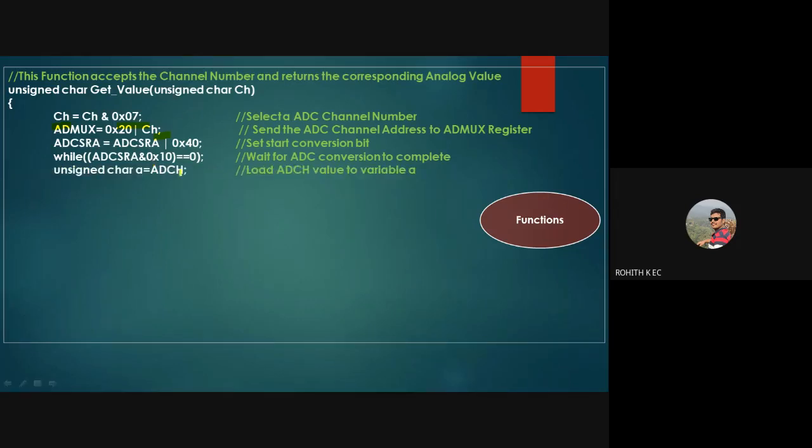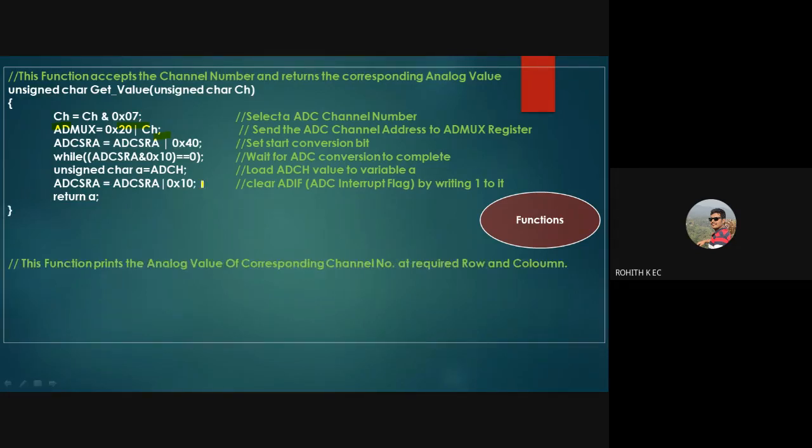Once the conversion is done, the values are in ADCH. You'll move that to a variable A. Then you will reset the ADIF flag to initiate the next set of analog to digital conversion, and you will return the value A, right? Again, these things were all discussed yesterday. I'm just recapping the same.